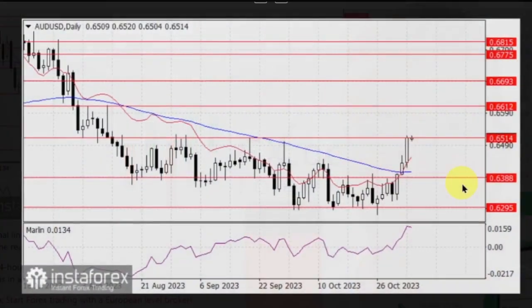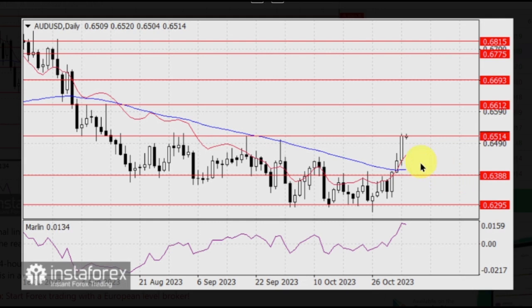And finally, here's Laurie Bailey with AUD-USD currency pair forecast. Let's have a look. The Australian dollar gained 80 pips on Friday. The price reached the target level of 0.6514 and settled above the balance and MACD lines.